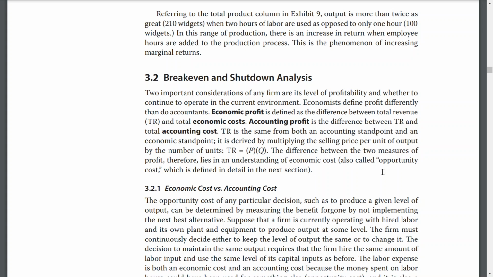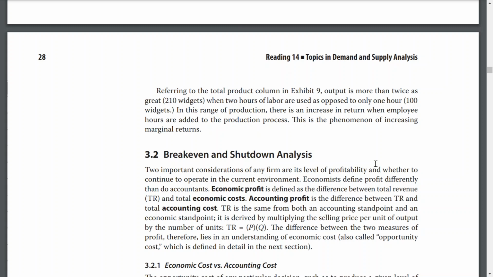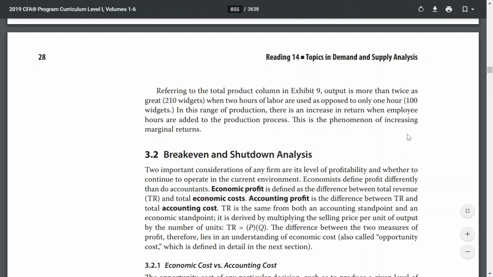Referring to the total product column in Exhibit 9, output is more than twice as great, 201 widgets, when 2 hours of labor are used as opposed to 1 hour, 100 widgets. In this rate of production, there is an increase in return when employee hours are added to the production process. This phenomenon is increasing marginal returns.